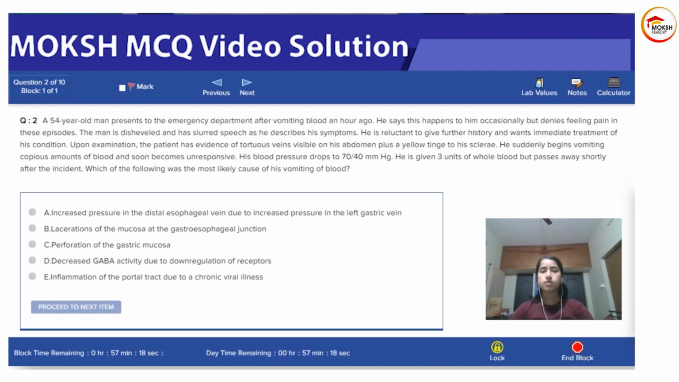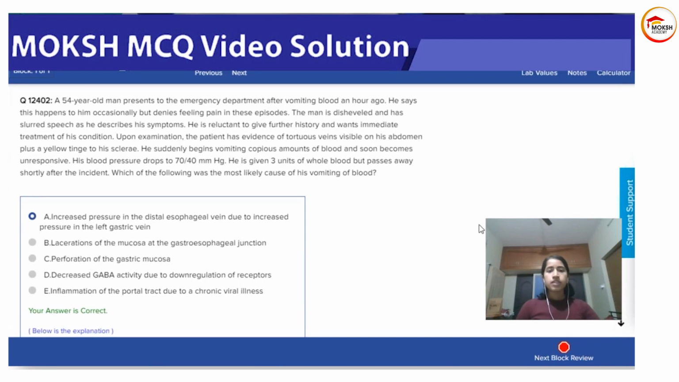So, which of the following is the most likely cause of his vomiting of blood? Once again, most of you got this right, which is great. It is increased pressure in the distal esophageal vein due to increased pressure in the left gastric vein. Essentially, they're talking about esophageal varices. So it's a bleed, it's hematemesis coming from esophageal varices.